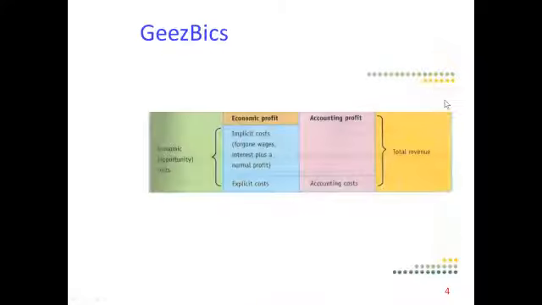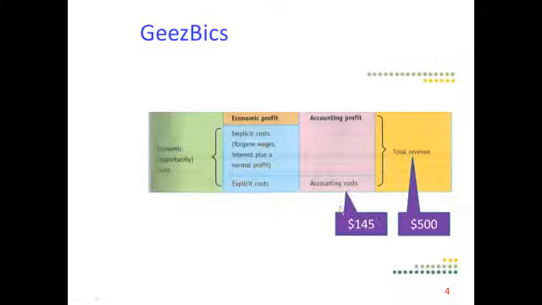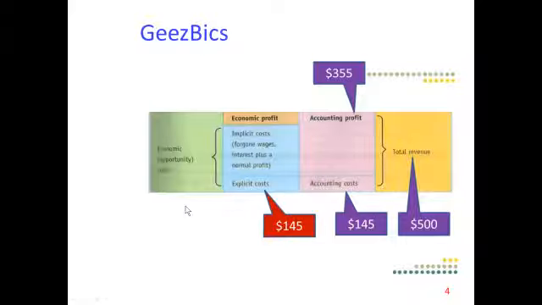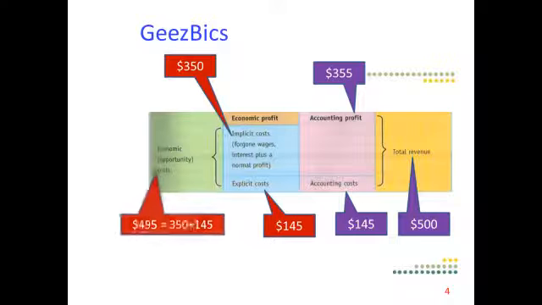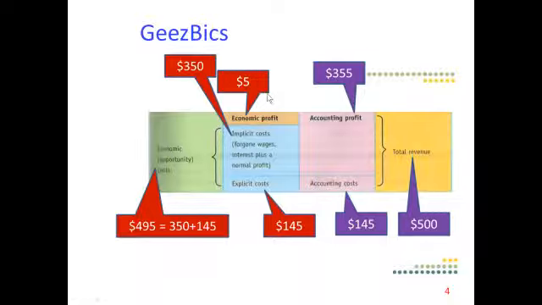Let's represent this in a diagram. Here we have $500 total revenue, and that's the same for both economists and accountants. The accountants have an explicit cost profile of $145 for this business, and that leaves $355 of profit for the business. Looks pretty good. Now let's look at it from the economist's point of view. Same explicit costs, but of course when you start adding up the implicit costs, we arrive at $350 in total. And these are essentially opportunity costs. When we add them to the $145, we arrive at $495. That's $350 plus $145, which leaves only $5 of economic profit.